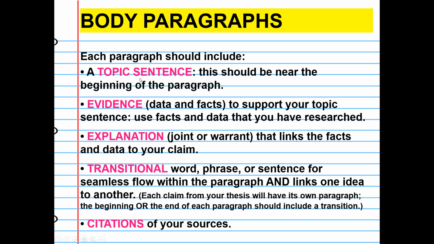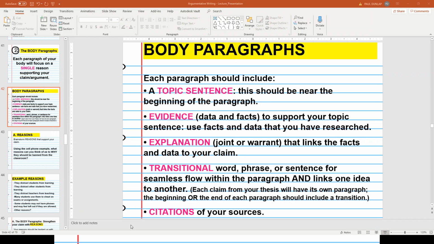An explanation that links the facts and the data to your claim or your idea. Okay, so here you're starting to see this SCC method embedded in here. Okay, and then at the end, you want a transition into the next idea. Okay, or sometimes you just leave your explanation alone and your transition comes at the beginning of the next paragraph. As long as you have a transition either at the end of that paragraph or the beginning of the next one, you are good. And then obviously you can't just put a quote without citing it, so you need citations in your paragraph, okay?